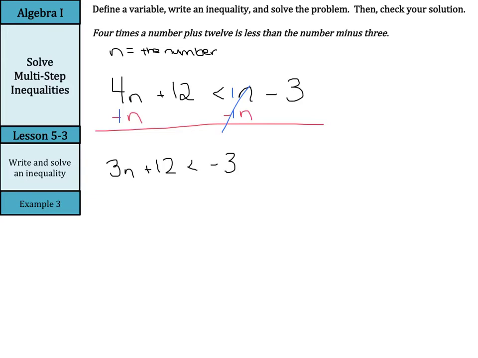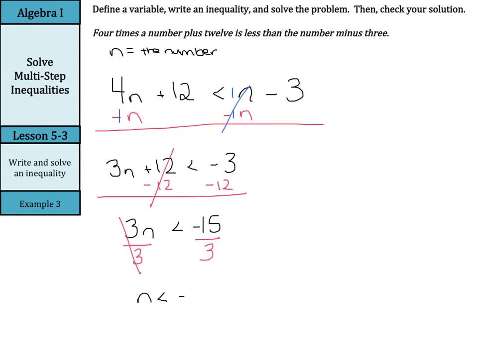Next, subtract 12 from both sides. You're left with 3n on the left is less than negative 15 on the right. Divide by 3 on both sides. And n is less than negative 5.